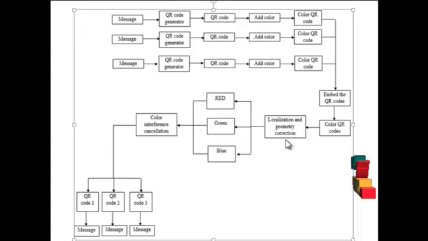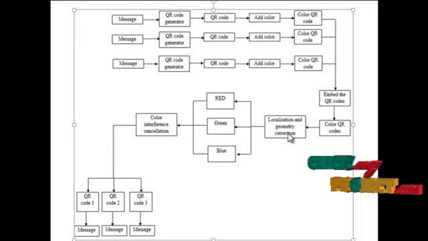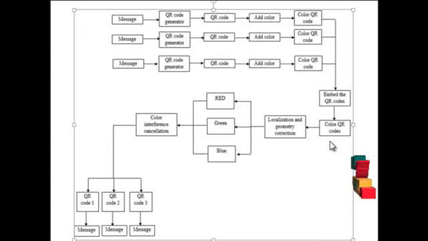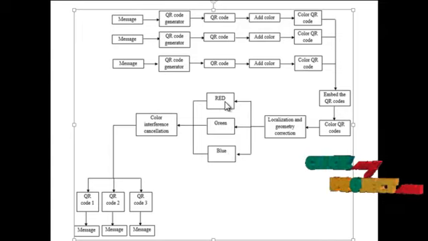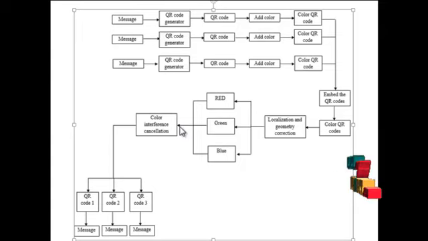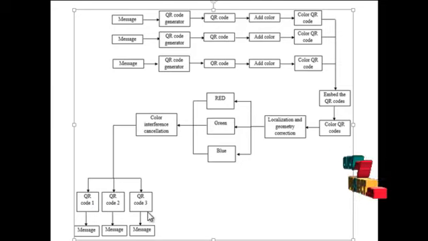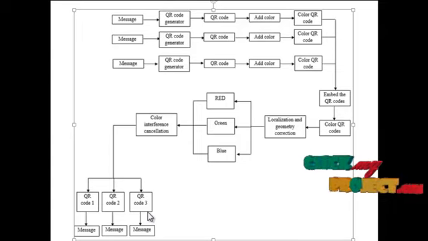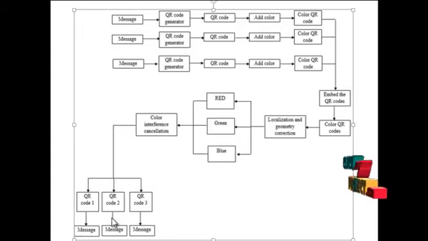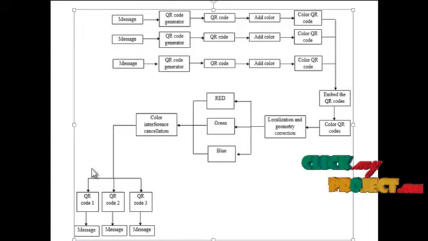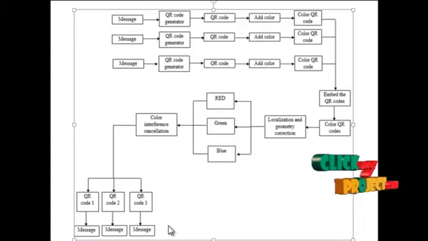During decoding, localization and geometry corrections are applied, and then we extract the red, green and blue bands from the color embedded QR code. After extracting the red, green and blue bands, color interference cancellation is used and we get the different QR codes. QR code 1, QR code 2 and QR code 3 are separated, and then we extract the message from QR code 1, QR code 2 and QR code 3. This process is done in the normal QR code application.